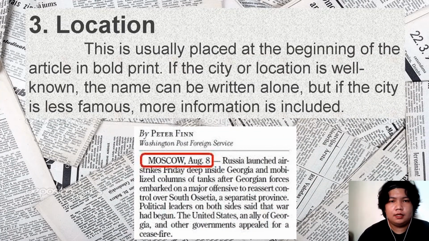The third one is the location. This is usually placed at the beginning of the article in bold print. If the city or location is well known, the name can be written alone. But if the city is less famous, more information is included. You can see the location before the lead starts.